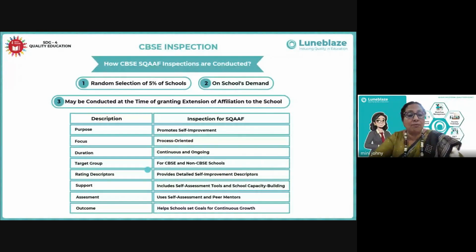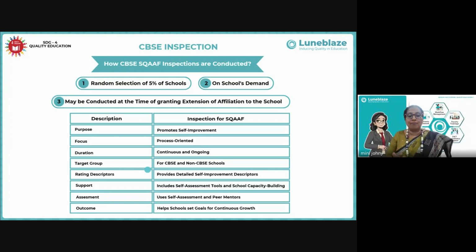Now, next you see the description. Purpose: inspection for SQAAF is to promote self-improvement. We should be self-learners, focused on process orientation. Duration is continuous and ongoing. Target group is all CBSE and non-CBSE schools. Many of the states have adopted this system by the government. They are implementing this, doing SQAAF-based inspections, assessing the schools, and rating descriptors are provided very well in the manual.